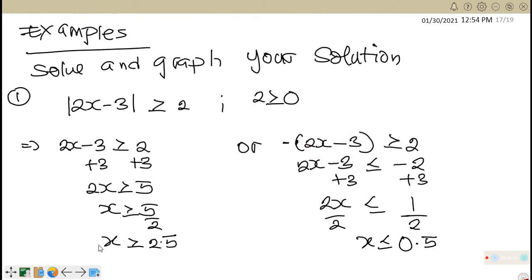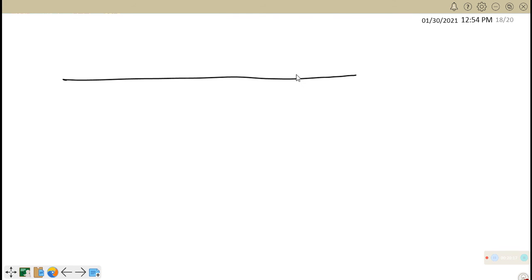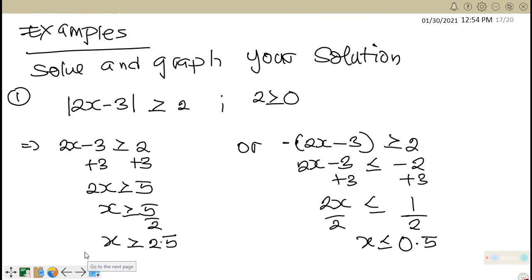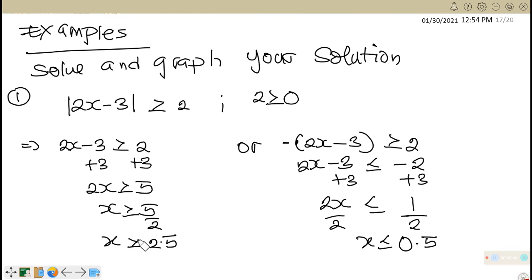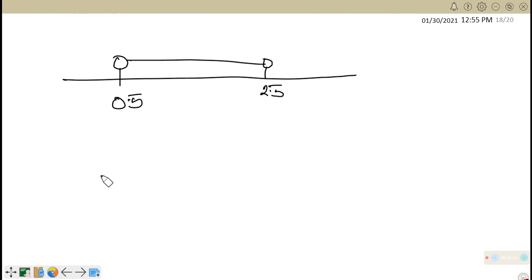0.5, and then the number line can be given this way: 0.5 and 2.5. So this is 0.5 here, and this is 2.5 there. So it's going to change to what we have over there. Okay, so which is x greater than 2.5 and less than 0.5.